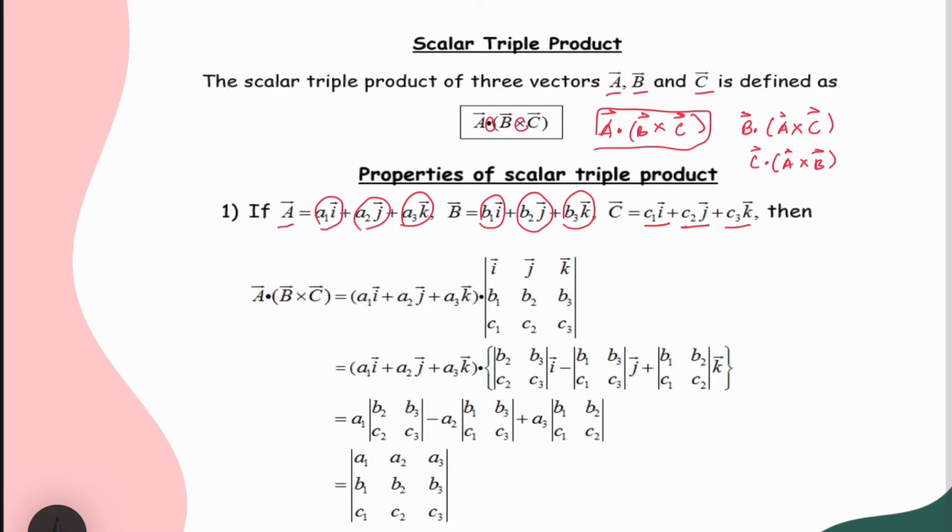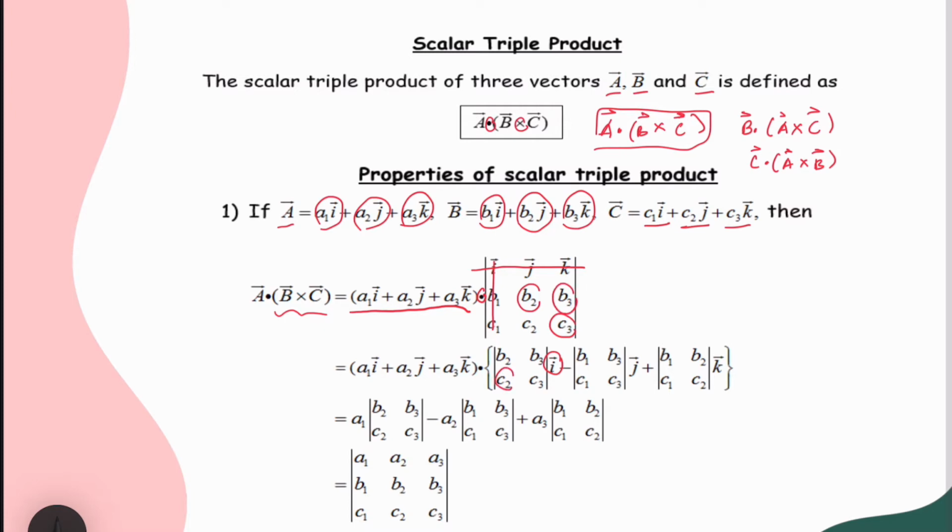Awak tengok. This one is our vector A, A1I plus A2J plus A3K dot with B cross C. So B cross C kita tulis dalam bentuk macam ni, macam determinant. So macam mana kita nak selesaikan the B cross C first, because B cross C is in the bracket, so we need to settle B cross C. So kalau B cross C, kita cancel this one first. So this one is for I. Then we have B2 multiplied by C3, and this one is B3 multiplied by C2.